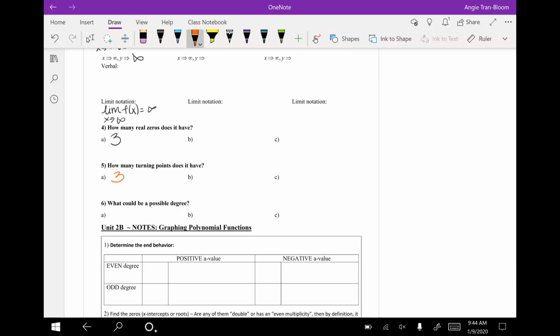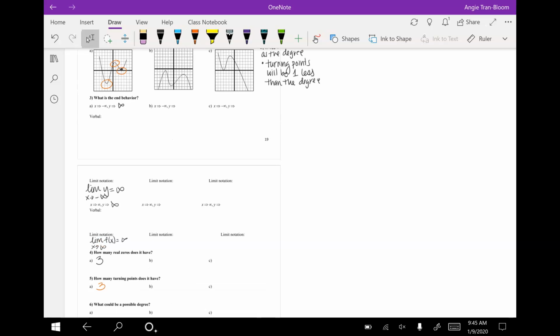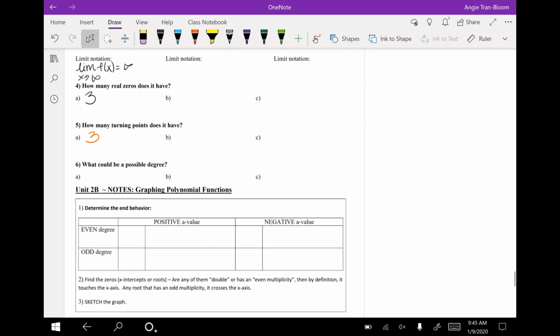What could be a possible degree of graph A? How do you know it's 4? Yeah, the turning points are 1 less than the degree. So if it's 3 turning points, now also look at the end behavior. Is it the same or opposite? That means it has to be an even degree. Would you guys agree? So you can use 4, 6, 8, even 100. But usually I use the next highest one. So that could possibly be a 4.